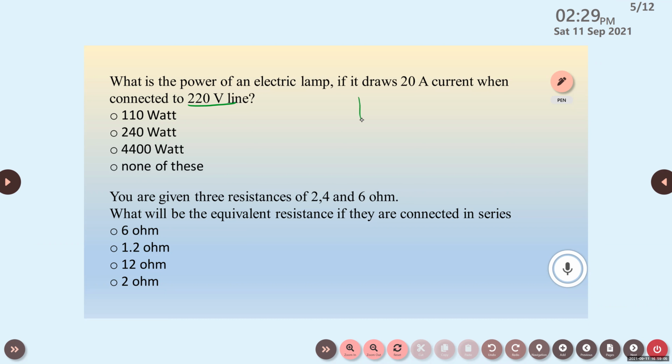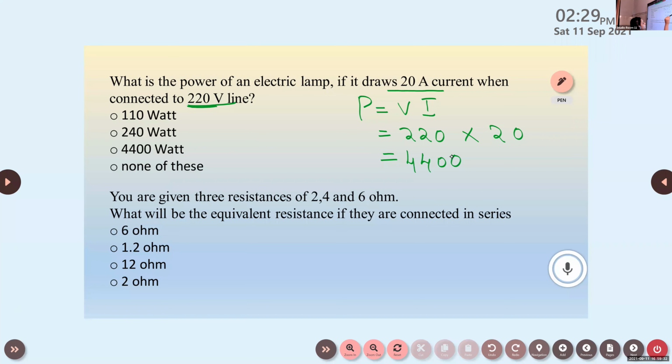Yeah, P is equal to VI. What is the volt? It's already given in the question. 220 volt. 220 into current. The current is equal to 20 ampere. So 220 into 20. So it becomes 22 into 2, 220 into 2, it becomes 4400 watt. So option C is right. Again, girls team scores 1 mark.